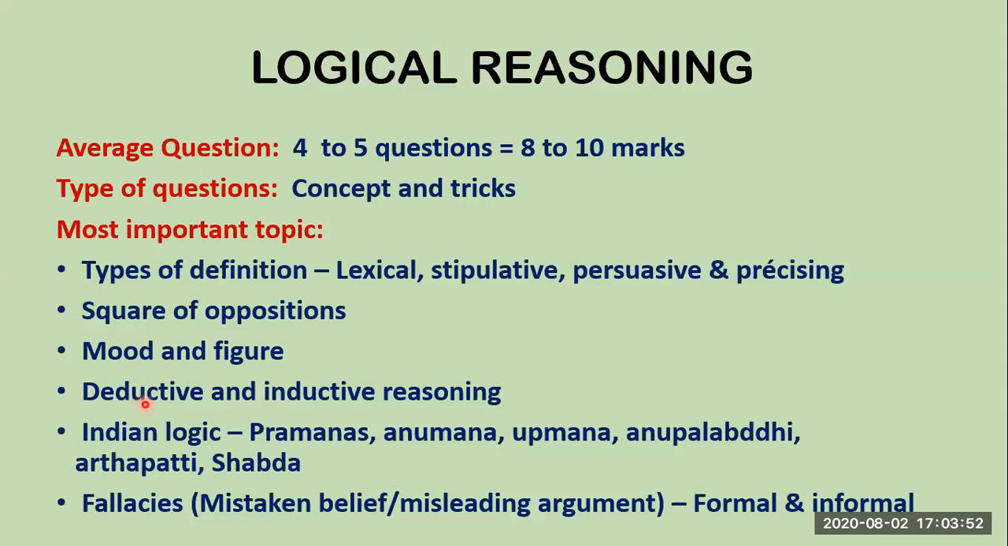Deductive, inductive reasoning, this I already discussed in the research part. That is general to specific and specific to general, the same thing. Indian logic is purely an abstract form. We need to learn this. There is no shortcut for this. Fallacies, even this is related to Indian logic. This is very easy, and square of opposition and mood and figure come under the same umbrella. So even this is quite easy.